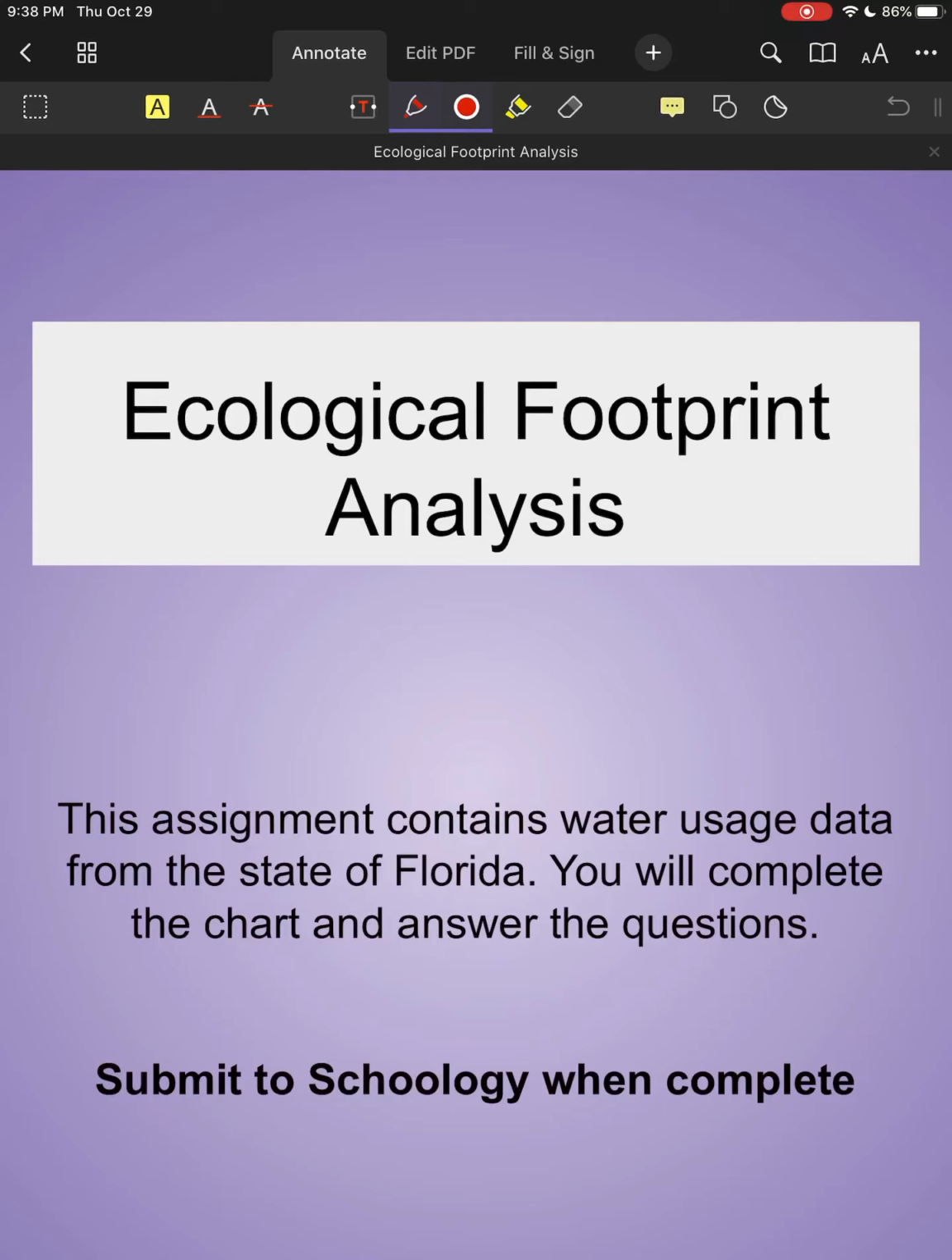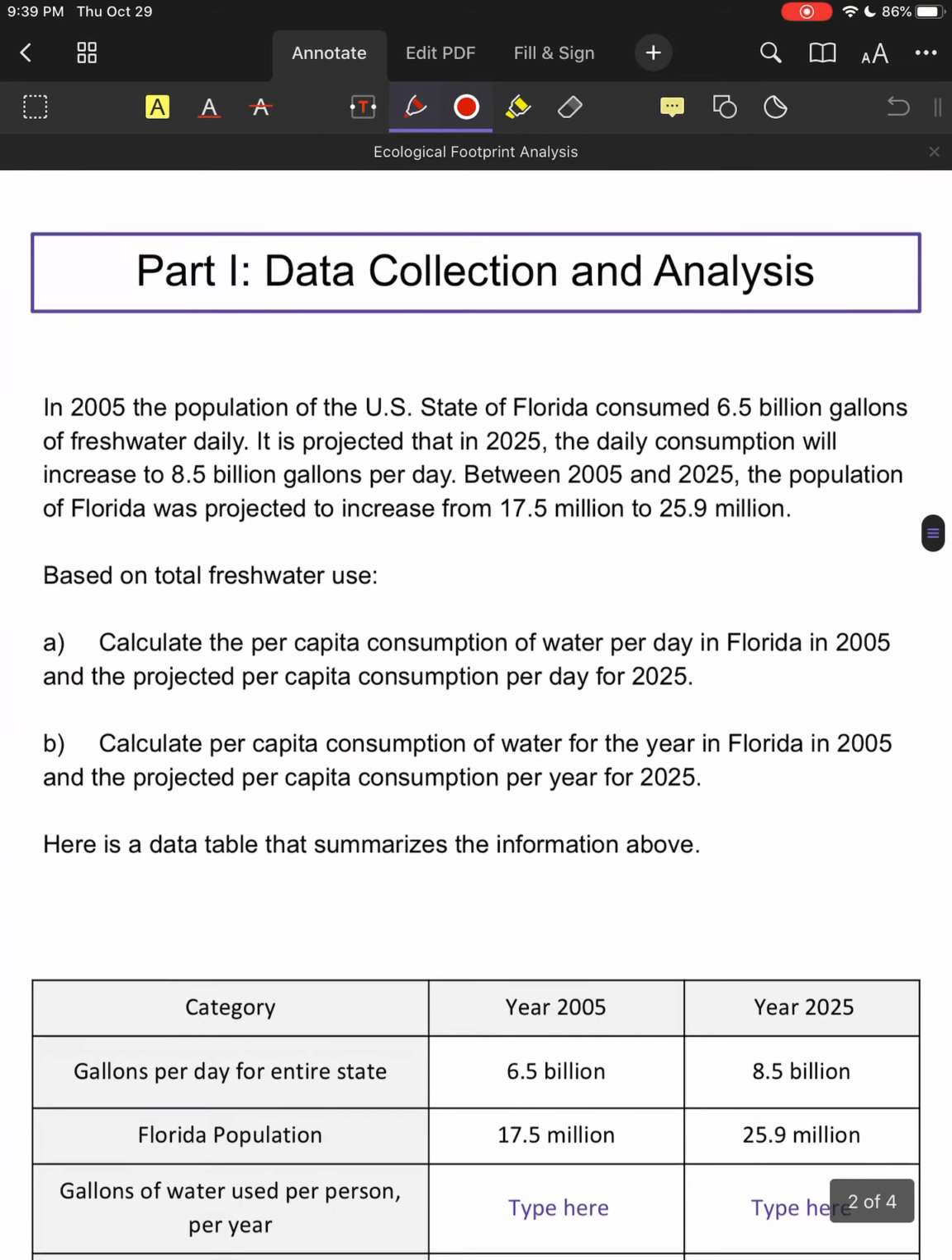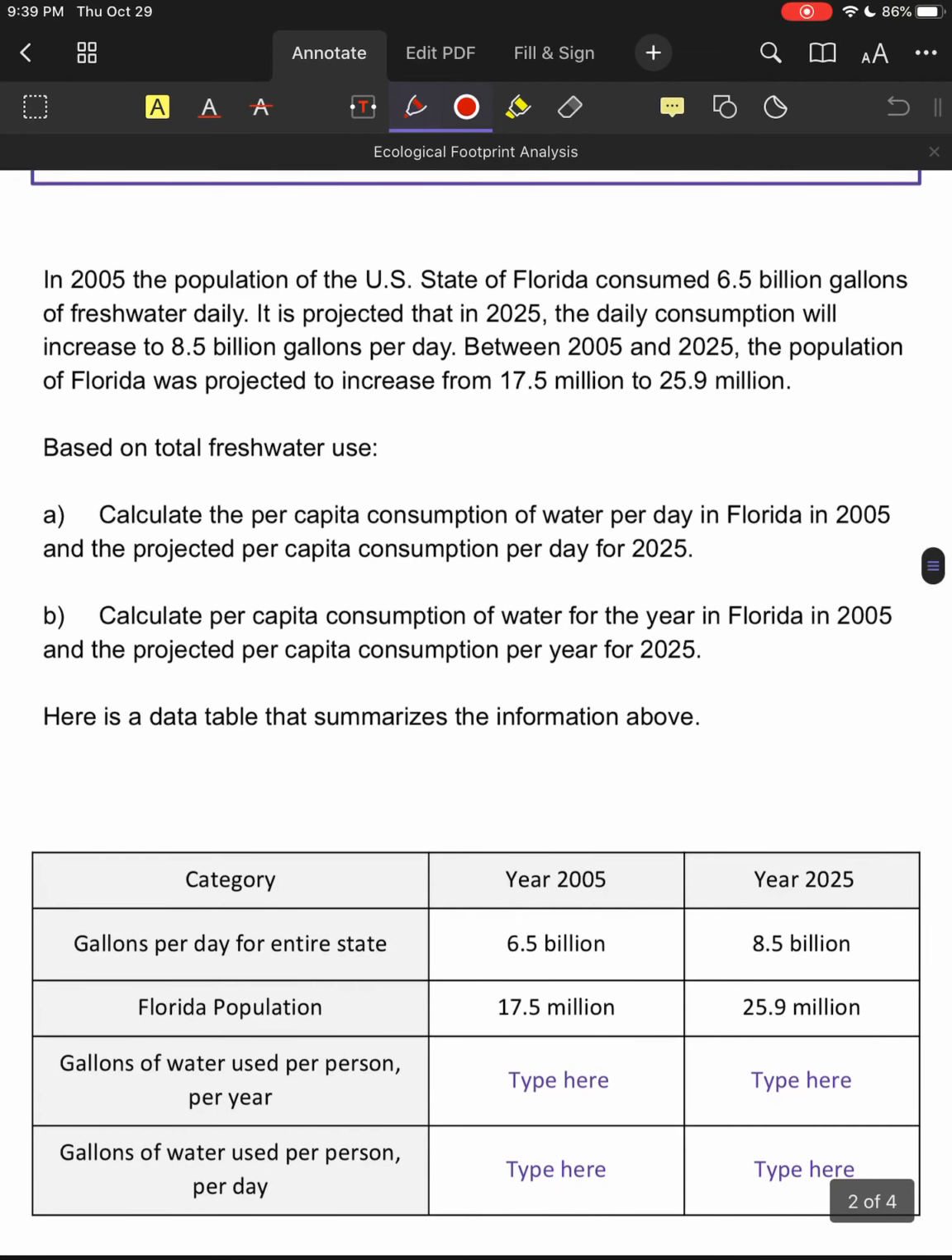And some factors that affect that, and what are some other outside factors that could affect how much water you use. So to start off, you're going to do a little bit of data analysis, and this is data from Florida. So you're just going to fill in basically the beginning here in this section. You can read it. It describes the daily water consumption in 2005, and then there's some projected data for 2025. I've summarized it in this table down here so that it's easier to see.